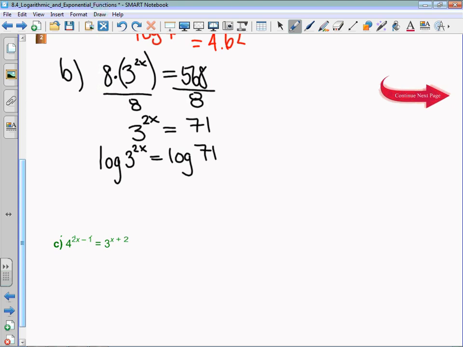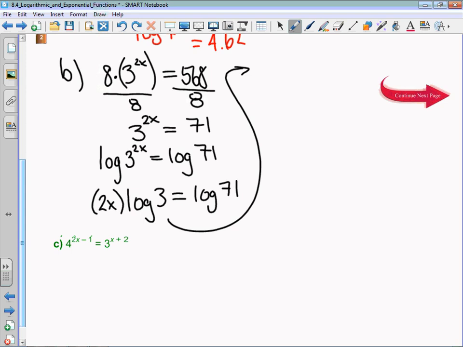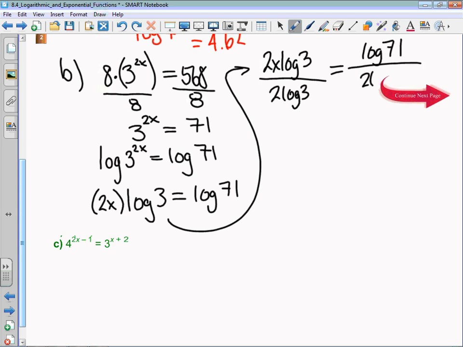All right, to solve this, I'm going to use my power log law, and I'll write that power as a bracket. So 2x times log 3 is equal to the log of 71. Just draw an arrow there. What I'm going to do then is divide the left-hand side by everything but x. I'm going to write that 2x log 3 divided by 2 log 3 is equal to the log of 71 divided by 2 log 3. On the left-hand side, the 2 factors will cancel and the log 3 factors will cancel, and I'm left with x is equal to the log of 71 divided by 2 times the log of 3.